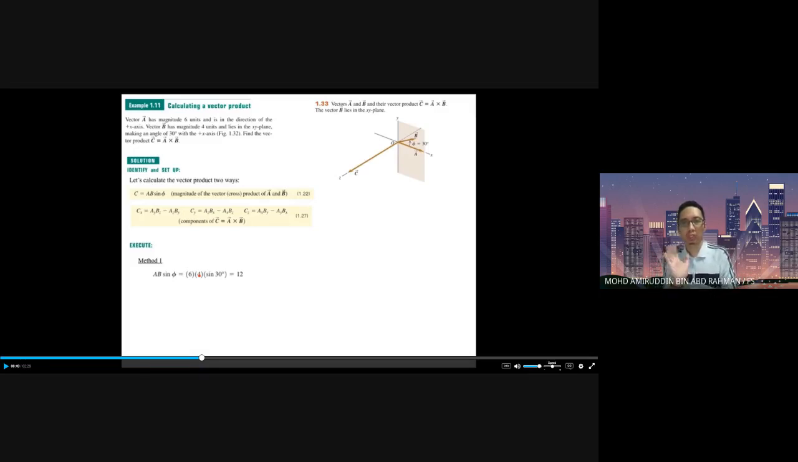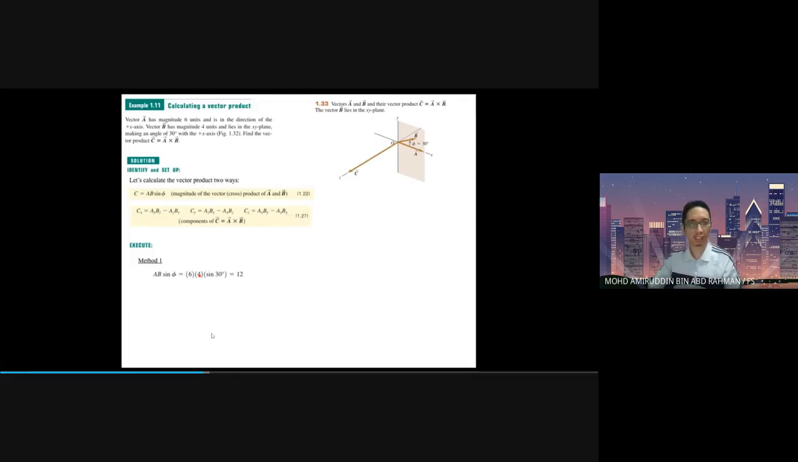So A cross B. You imagine that your x is to your left and y to the north. Your vector B is lying between that x and y, and A is in the x direction to your right, and then the vector C will be pointing towards you. So the vector C is pointing towards you, which is the z direction.